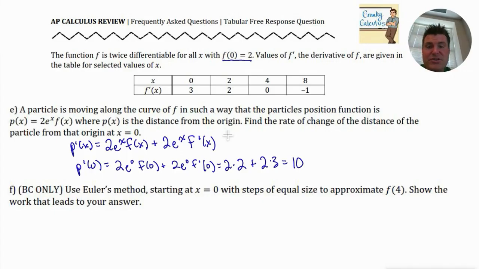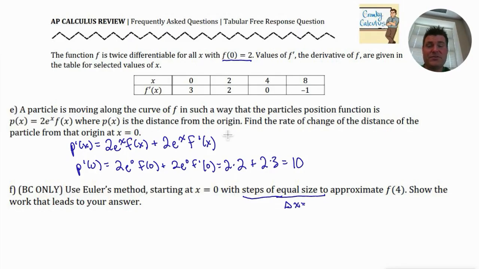So we got to be careful, make sure that we use our initial condition, which is really important for our next question. And this is a BC only, so if you're not taking the BC exam, you'll not see this, but for BC kiddos, this is a pretty straightforward question from a table. Use Euler's method starting at x equals 0 with steps of equal size to approximate f of 4. So if we're using equal size steps, I use that as delta x. It might change in x.